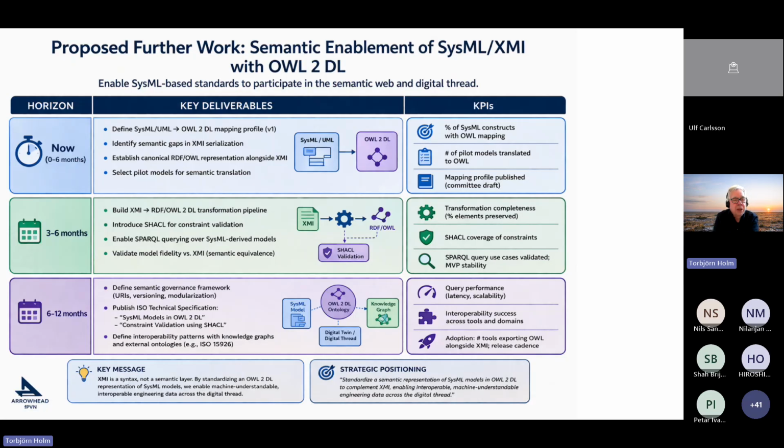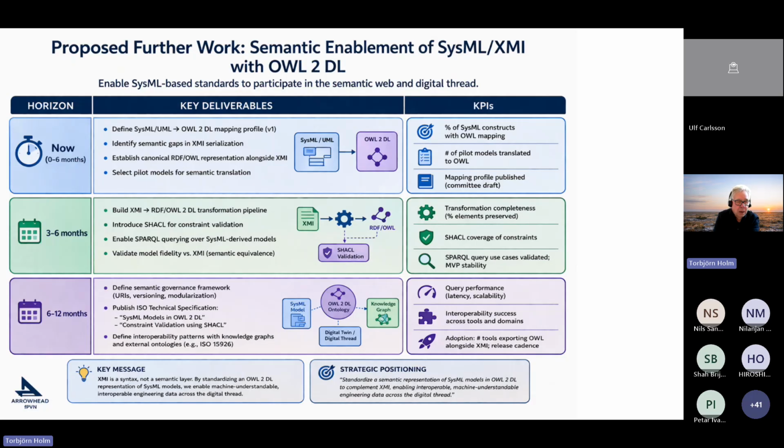Establish a canonical RDF OWL representation alongside XMI. That's one of the things that we recommend ISO to do, to establish a standard OWL RDF format or technology or standard alongside the SysML one and the XMI representation. Right now it's a result of a GU project. It needs to be an ISO standard.